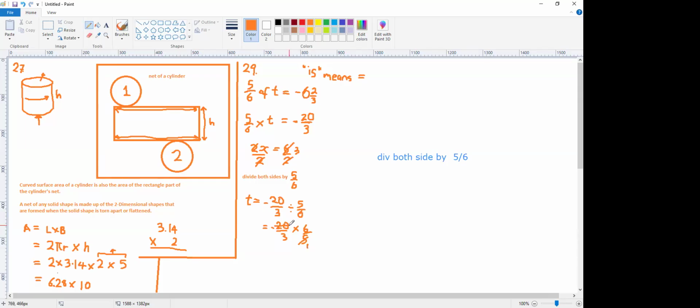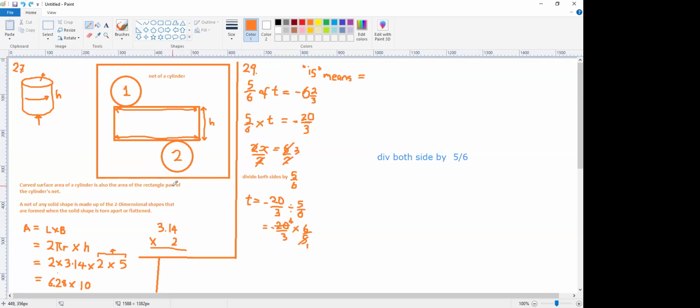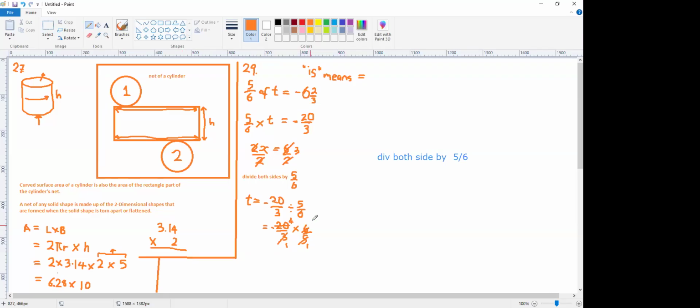5 in 20 is what? 4. And 3 in itself is 1. 3 in 6 is what? 2. The only thing I heard was the answer is 8. I started wondering, where did people get the answer from? But is the answer really 8?